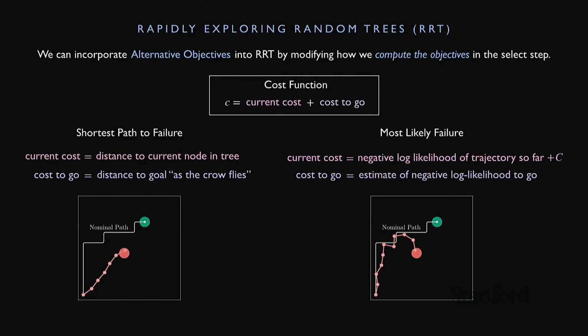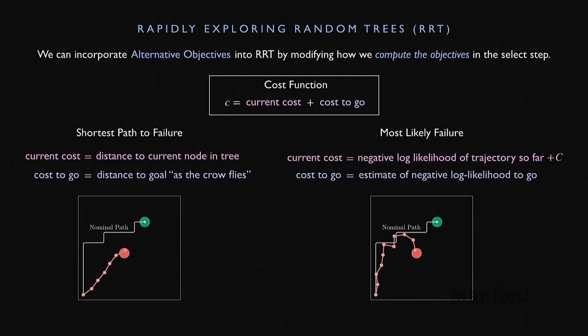Yep. We would estimate the negative log likelihood of the places to go, since we haven't actually gone there yet. But is it just that we have a general sense of the cost for every single path to get there? Yeah. So the question is, can I go over again how we estimate the negative log likelihood to go? It's kind of difficult to get right.